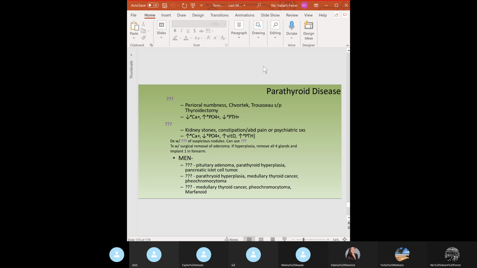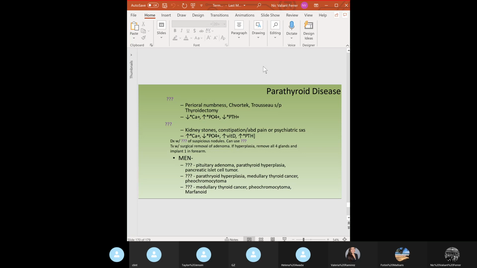So for hyperparathyroidism, there are three types: primary, secondary, tertiary. Primero, segundo, tercero. Primary, you have increased secretion of PTH by the parathyroid gland. So you have increased calcium and low phosphorus. For secondary, think about renal failure or decreased GI calcium absorption.